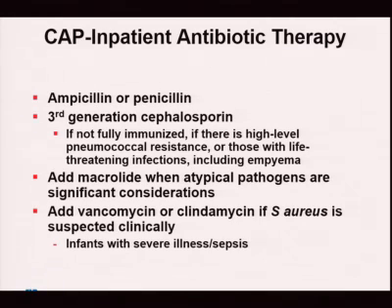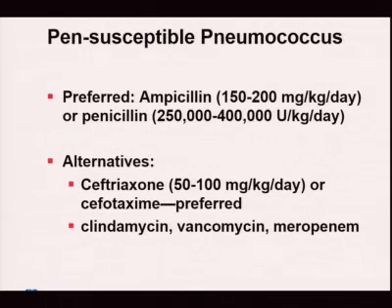If it's a school-age child and you're concerned about an atypical pneumonia, then you can certainly add a macrolide. And then if you have a child who is severely ill and you're at all concerned about Staph aureus or MRSA, then at that point you can add vanco or clinda, but it is not used routinely right off the bat.